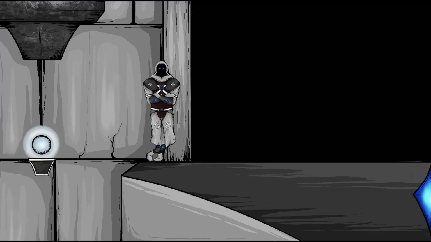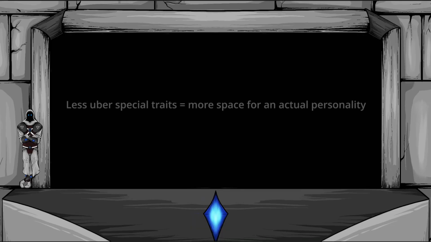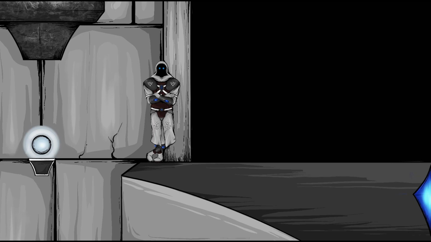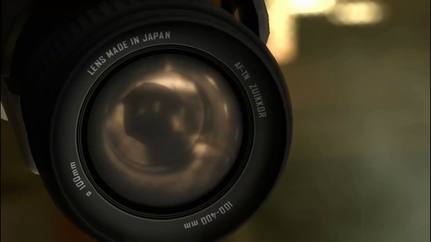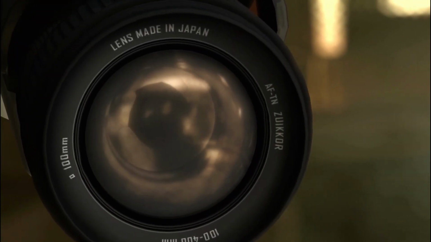This does not mean that they can't be special in some way. Of course they can. The point is to have a personality outside this special trait. By having less super special traits in your character, you actually get more space for a relatable personality. What's great is that over time, if you properly grow the character, they can become both relatable and complex. This brings me to Adam Jensen, the protagonist of Deus Ex Human Revolution, aka Adam Dripson.